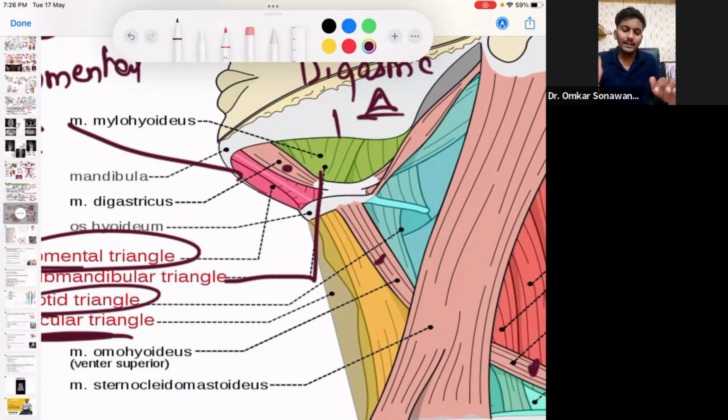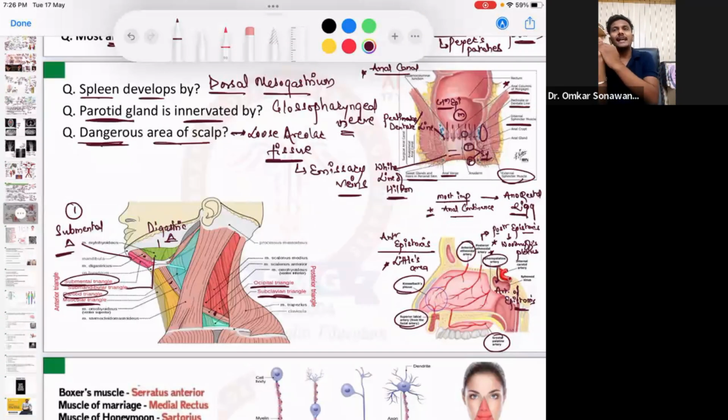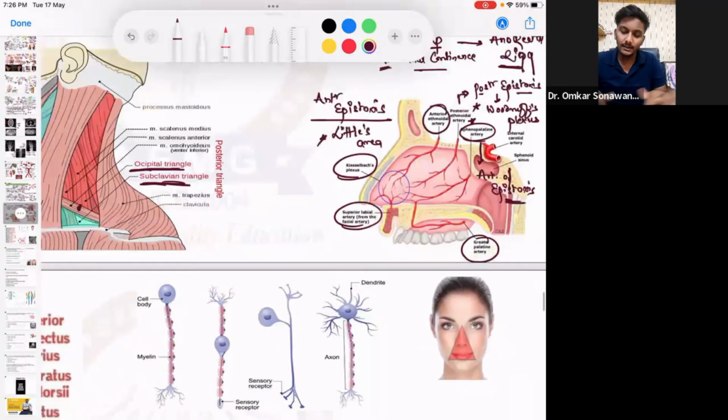ठीक है, तो याद रखना, mandible के पीछे there is a digastric notch for insertion of this digastric muscle. ये important है, याद रखना.